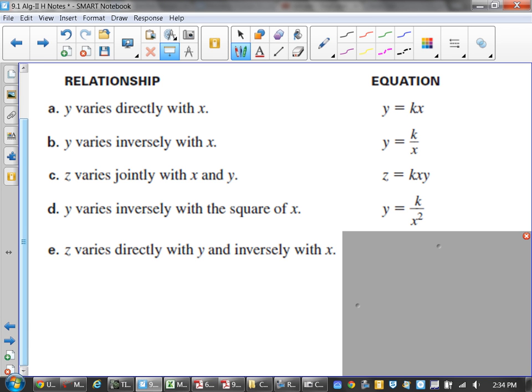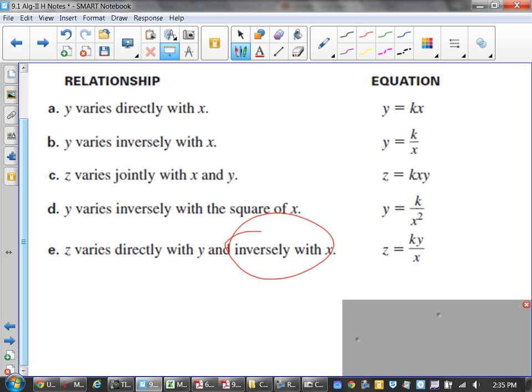You're not buying it, Ron. I think we need to just keep going. Remember, inversely means divide. Directly, multiply. It's in your book. It's verbatim in your book. It's a chart in your book.